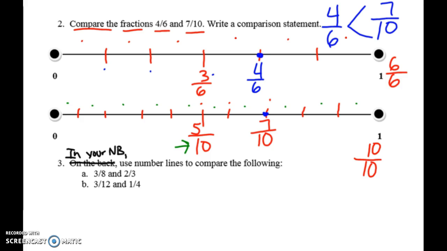So now you get to do two on your own in your notebook. Use number lines to compare the following. Letter A is 3/8 and 2/3, and letter B is 3/12 and 1/4. Please make sure you have these to show your teacher tomorrow.